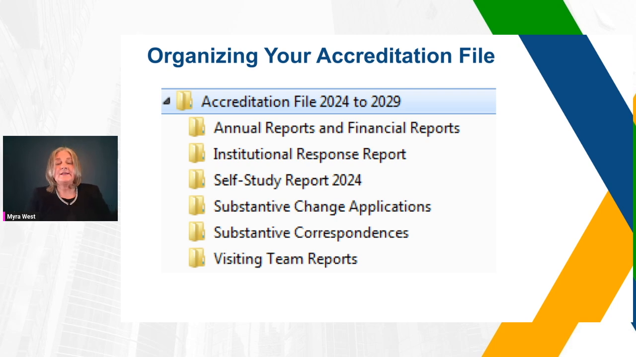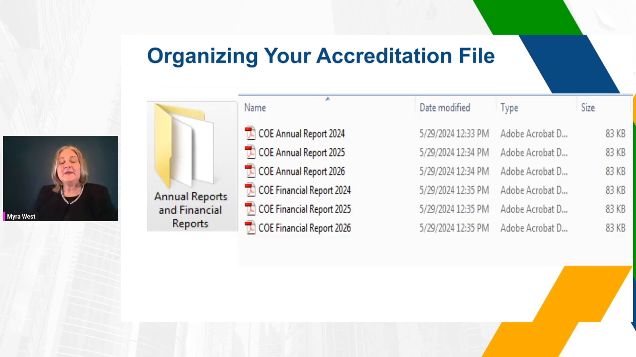Next, you would create 6 subfolders in your accreditation folder. These 6 folders could represent the 6 categories of documents required to be in the accreditation file as outlined in the Handbook of Accreditation and as we have discussed. These categories are annual reports and financial reports, institutional reports and responses, self-study reports, substantive change applications, substantive correspondences, and visiting team reports. Then, within each subfolder, you would save your documents.